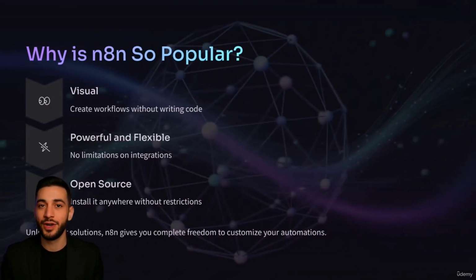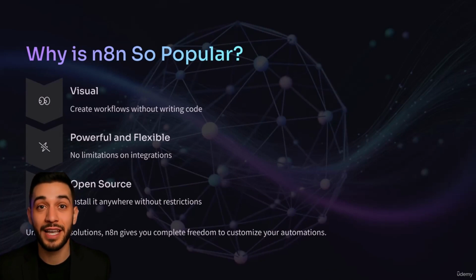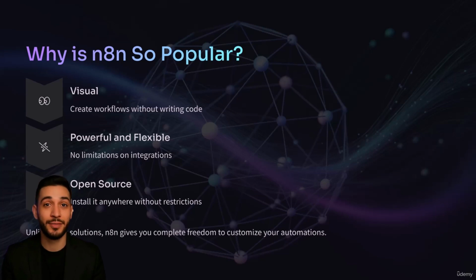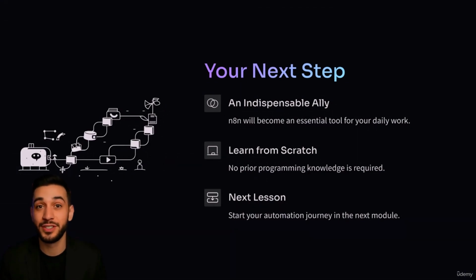Why has n8n become so popular? First, because it's visual. You can build workflows without writing code, but you can use code if you want. Also because it's powerful and flexible. You are not limited to specific integrations like with Zapier. Also because it's open source. You can install it wherever you want without paying for each automation. n8n is an essential ally for modern workflows, and that's why we're going to learn how to use it from scratch in the next lesson.